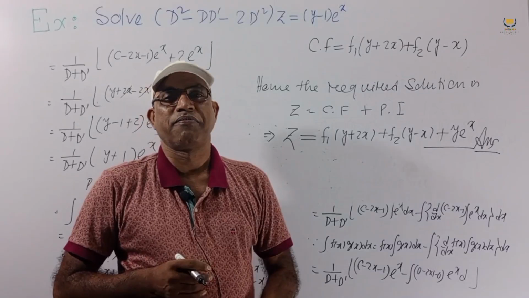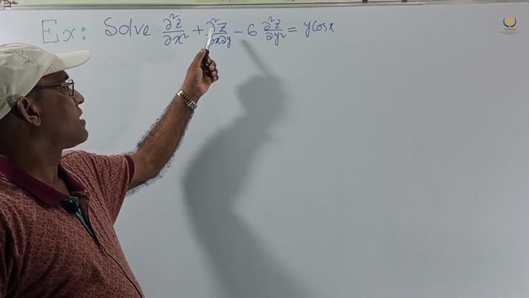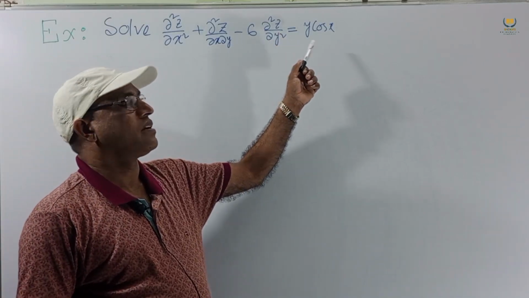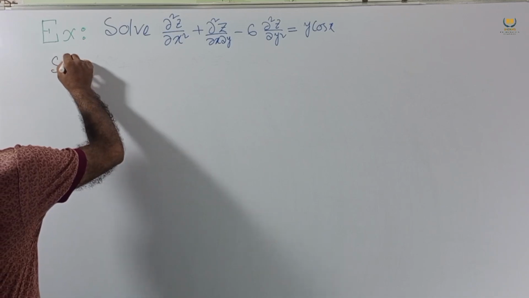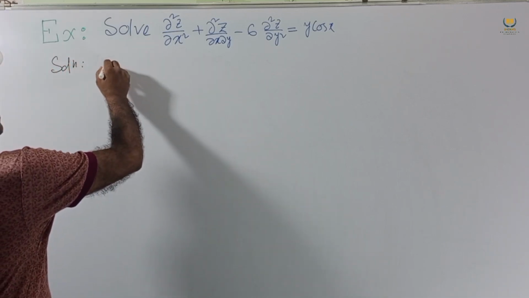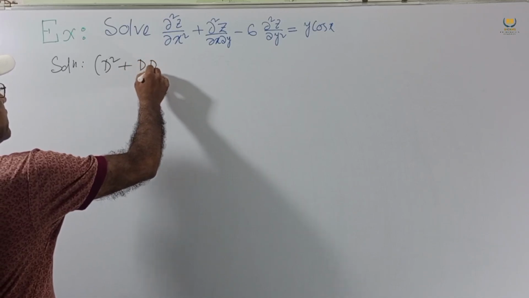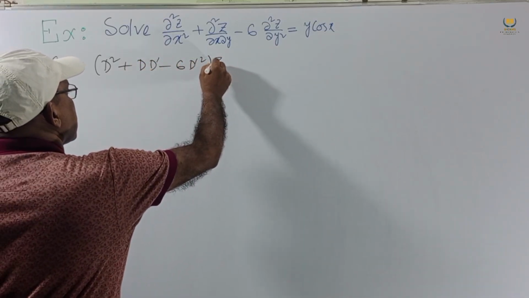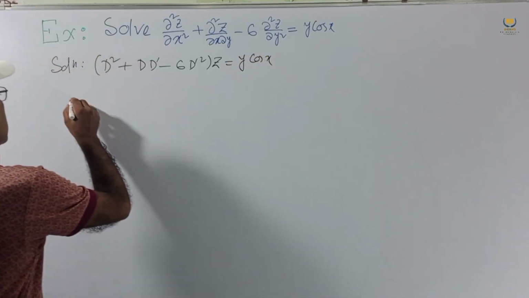Another problem: solve del square z by del x square plus del square z by del x del y minus 6 del square z by del y square equal to y cos x. Now solution. First we write this as D square plus D D dash minus 6 D dash square z equal to y cos x.